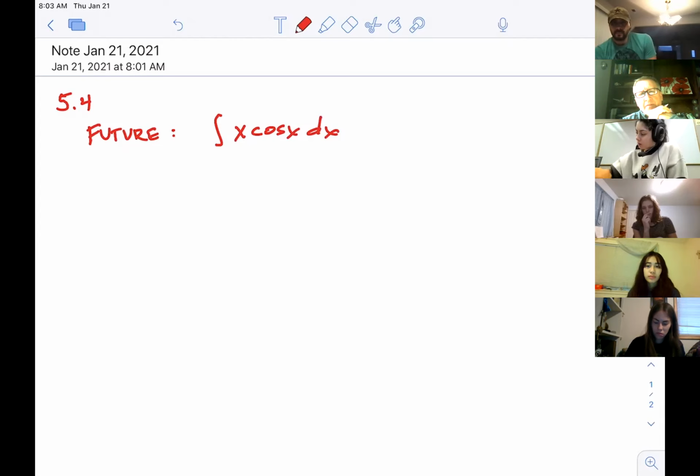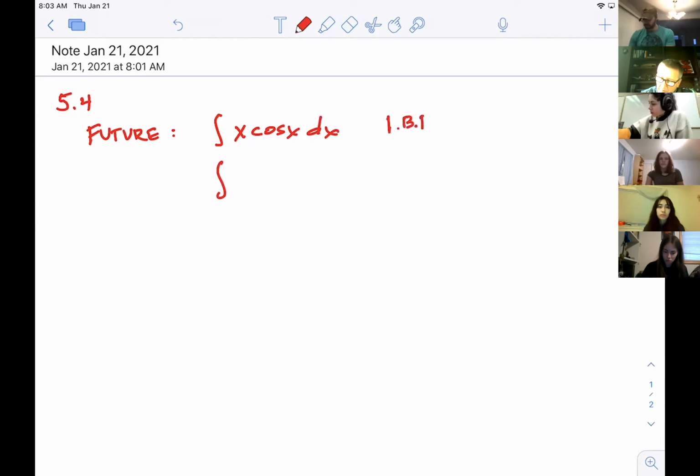The other one might be something like this, and this one's going to take a technique that we'll learn later called integration by parts. You don't need to know that now. But what about something like this? What if it wasn't just the sine of x, but what if it was the sine of x squared? Again, you say, hey, junk inside of junk, that was the chain rule.